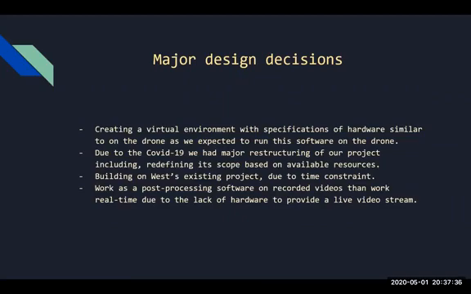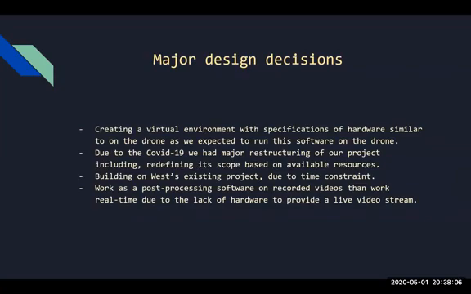Obviously we had to restructure quite a bit due to COVID-19 and the virus. So we had to basically redefine the resources that we needed for this project. Originally, while we were working with the drone, due to the virus, we were no longer able to gain access to the drone, and even with social distancing, we were no longer able to meet and discuss hardware in person while having it on site.